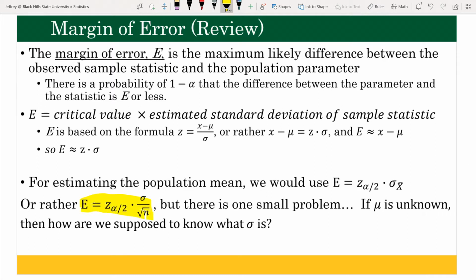However, if we look at this formula, if we're trying to estimate the population mean, how do we know what the population standard deviation is? If you recall, the standard deviation uses the mean in order to calculate it.